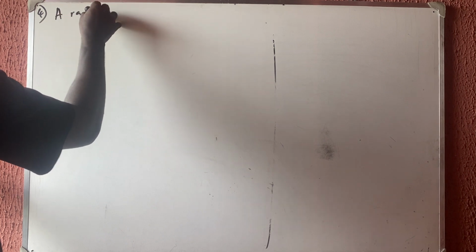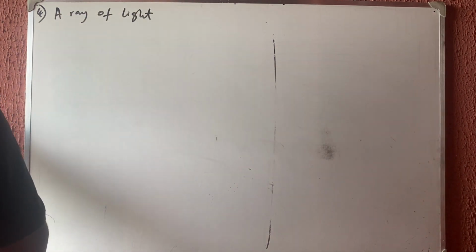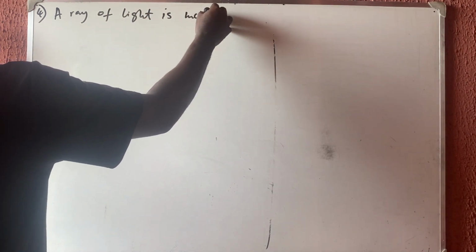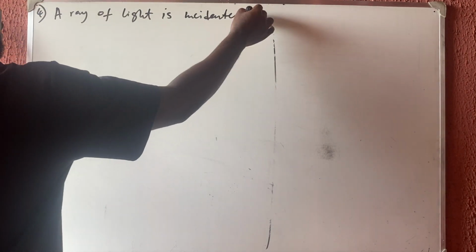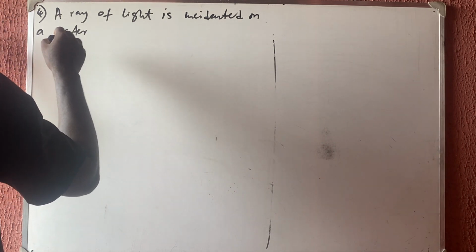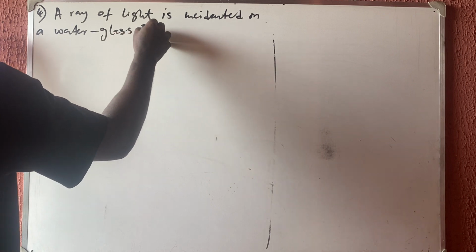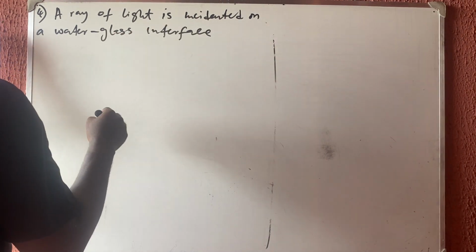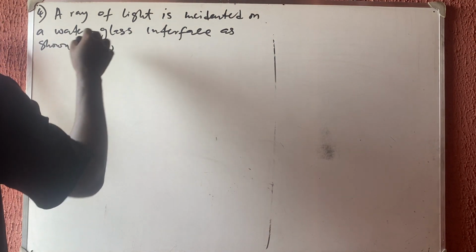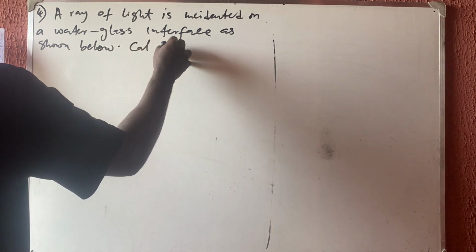So question number 4 said a ray of light is incident on a water-glass interface as shown below. Then I say calculate the value of angle R.